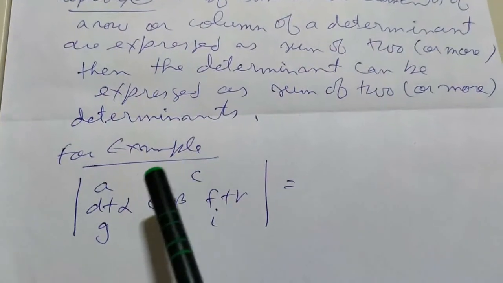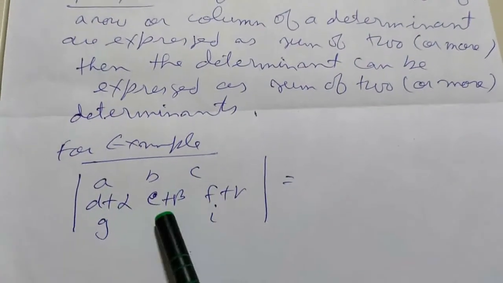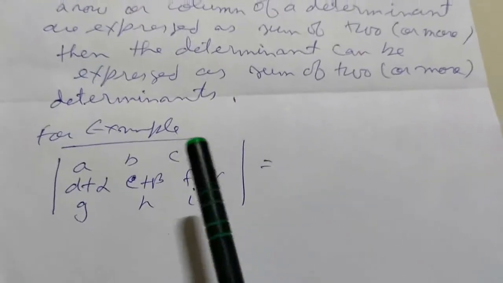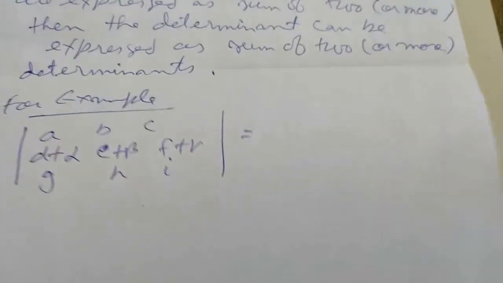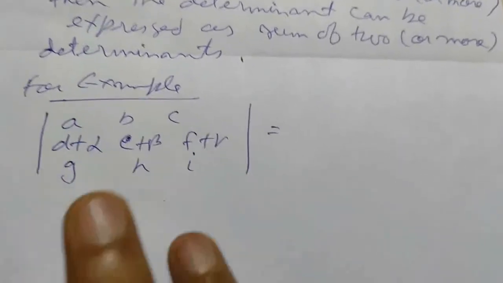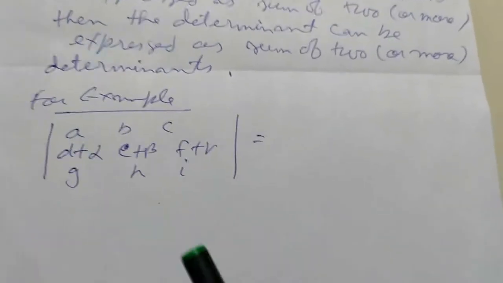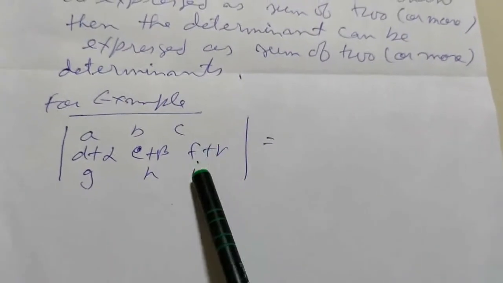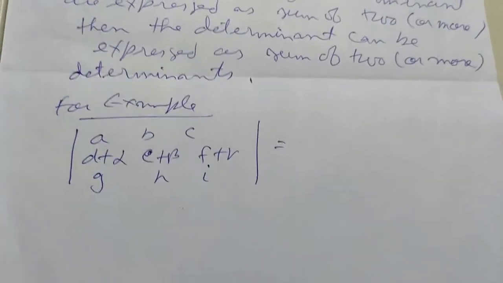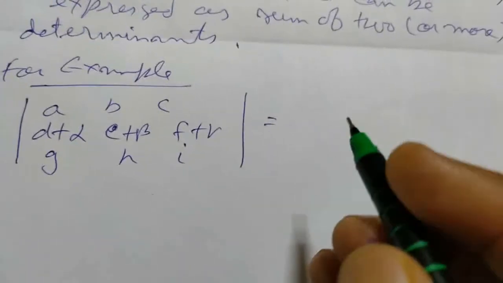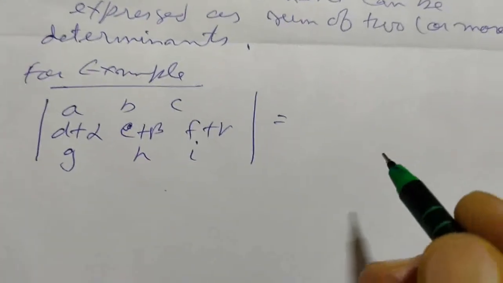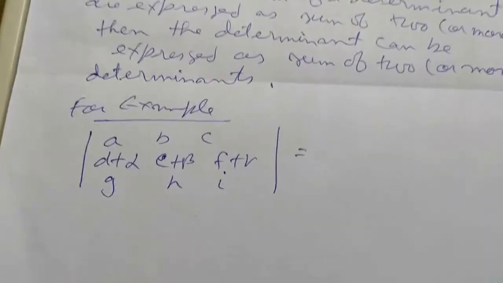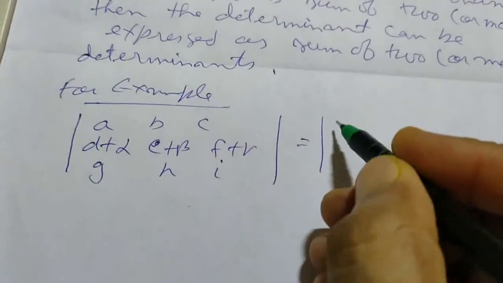Here I am having one determinant with the elements a, b, c, d plus alpha, e plus beta, f plus gamma, g, h, i, and I wish to break this into two determinants. I will break only row 2. We can break any one, either R1, R2 or R3. Here I will break row 2 and the remaining R1 and R3 will remain as it is. So how to break up this determinant into two determinants? I am writing it here.